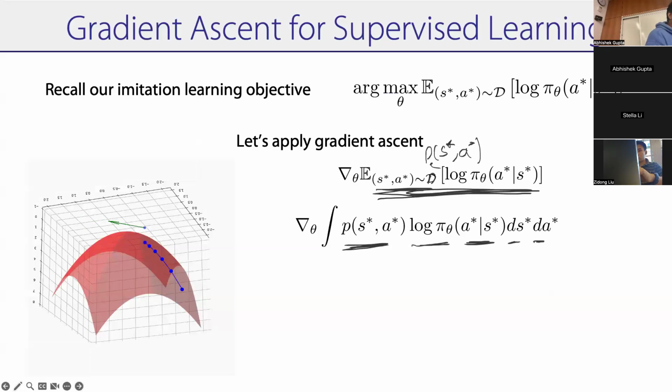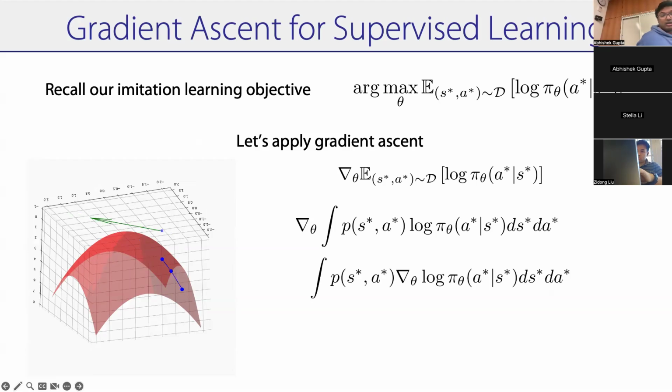Now, as long as your functions are continuous, you can move this inside. The only thing that depends on theta is log pi theta. The only thing that your learner controls is log pi theta. So you move it inside to get P of S star A star times grad theta log pi theta, and then you can rewrite it as an expectation over S star, A star coming from D, of grad log pi theta. It's a silly little derivation.